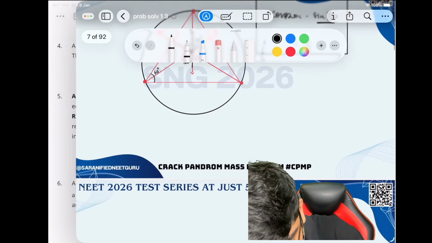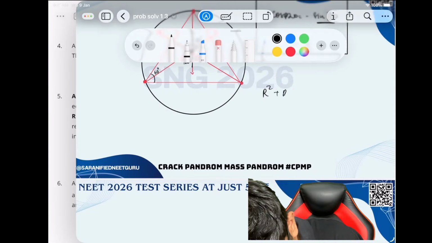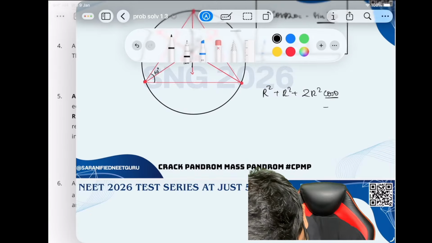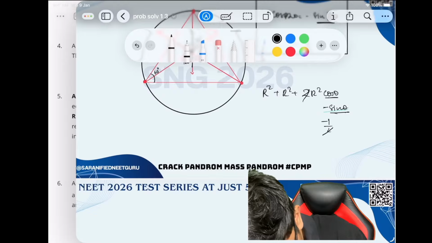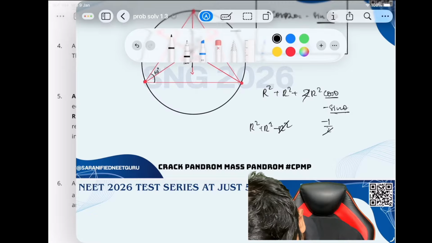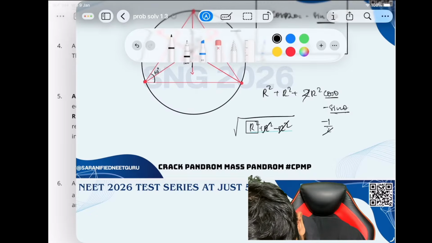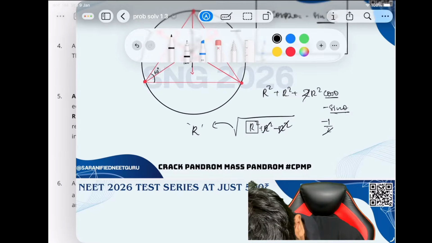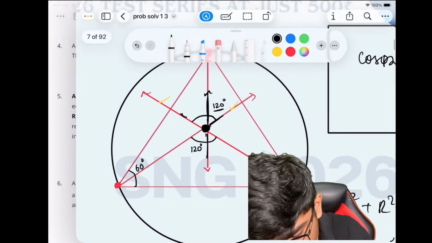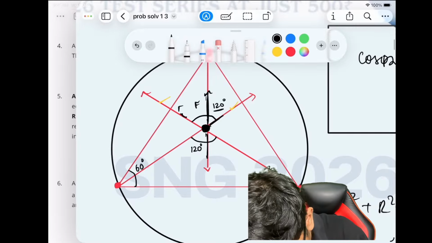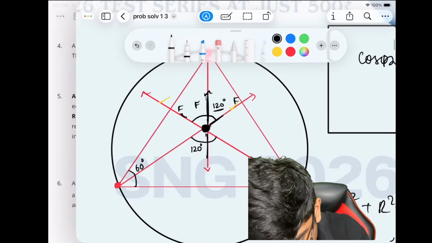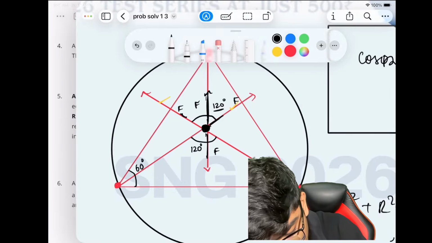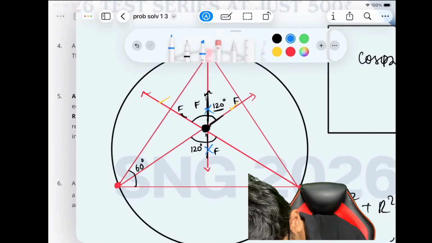How do we find the resultant vector? Root of r square plus r square plus 2r square cos theta, and cos theta is minus 1 by 2, so it becomes minus r square. So it will be r square plus r square minus r square. Two cancel, so you'll have only r square here, everything under root. My magnitude is nothing but r. So basically this force is F, this force is also F, and this force is also F. So the forces get cancelled, and the net force is 0.